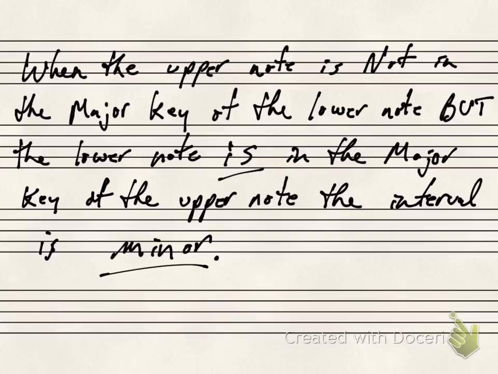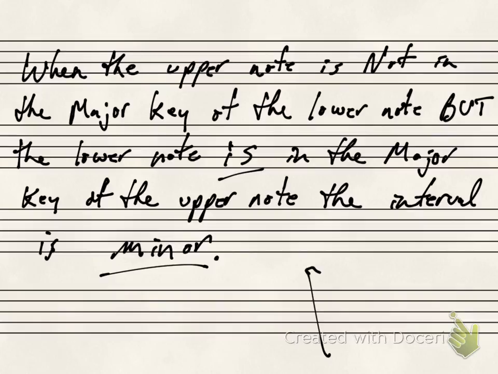Okay. So now this rule, that's the rule for my major intervals. This rule is exactly the opposite. Exactly the opposite. Isn't that awesome? A minor interval, when the upper note is not in the major key of the lower note, but the lower note is in the major key of the upper note, we say the interval is minor. Cool? Understand? It's just the exact opposite.